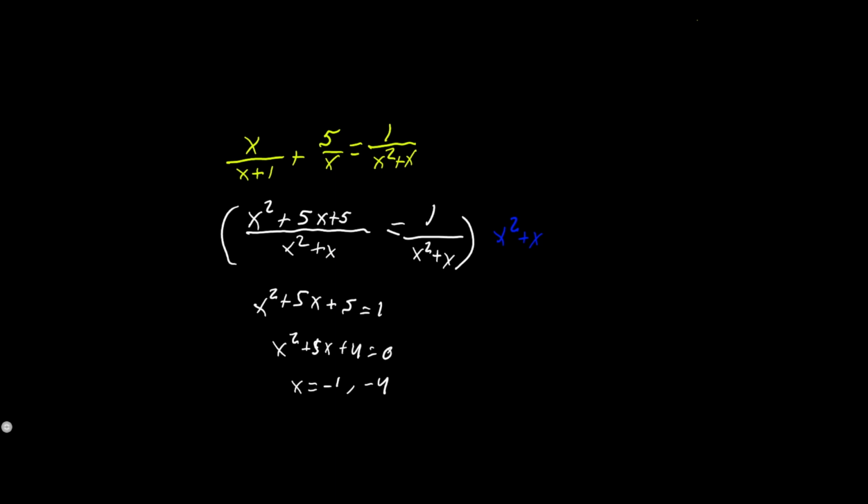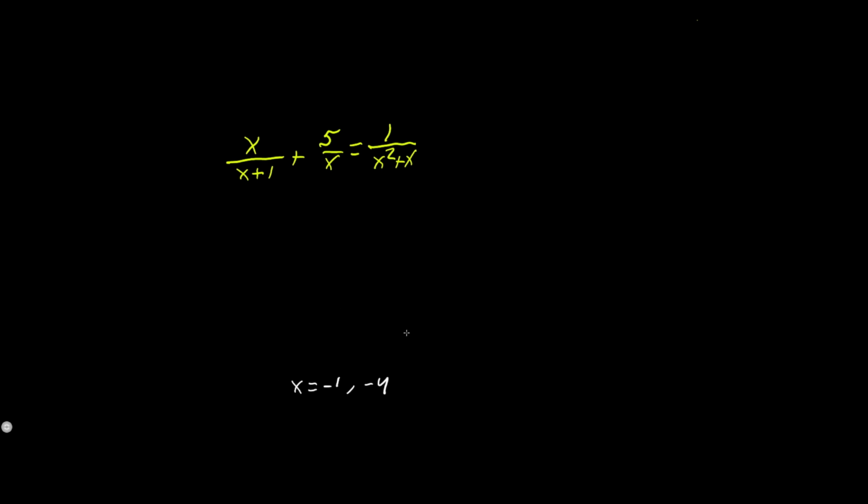So let's go ahead and verify our solutions as we should always do. So we're just going to have -1 and -4 as our solutions. So let's verify that. So here we have -1 divided by 0, because -1 plus 1 equals 0. And we're going to have -5. And here we have 1 over 1 minus 1, which is 0. So we see that x cannot equal -1, since we are getting two fractions where we're dividing by 0.